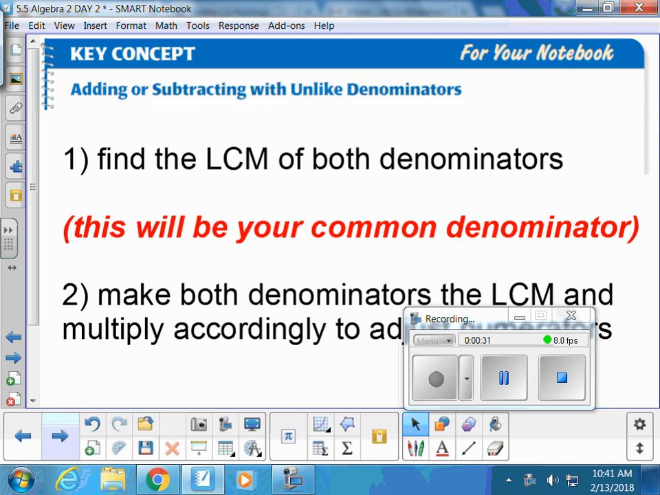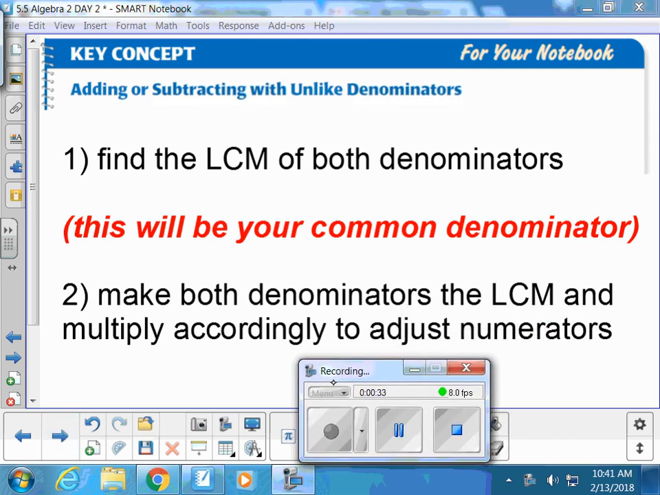Okay. Here are your strategies for adding and subtracting fractions if they have unlike denominators. You'll be on your own to find that like denominator, that common denominator. So step 1 will be find the least common multiple of both your denominators. So do what you did yesterday. You might need to do some factoring before you compile your least common multiple list. Your least common multiple is your common denominator. So you will make both your denominators the least common multiple and multiply accordingly to adjust your numerators. So I'll click pause and allow the class to write all this down.